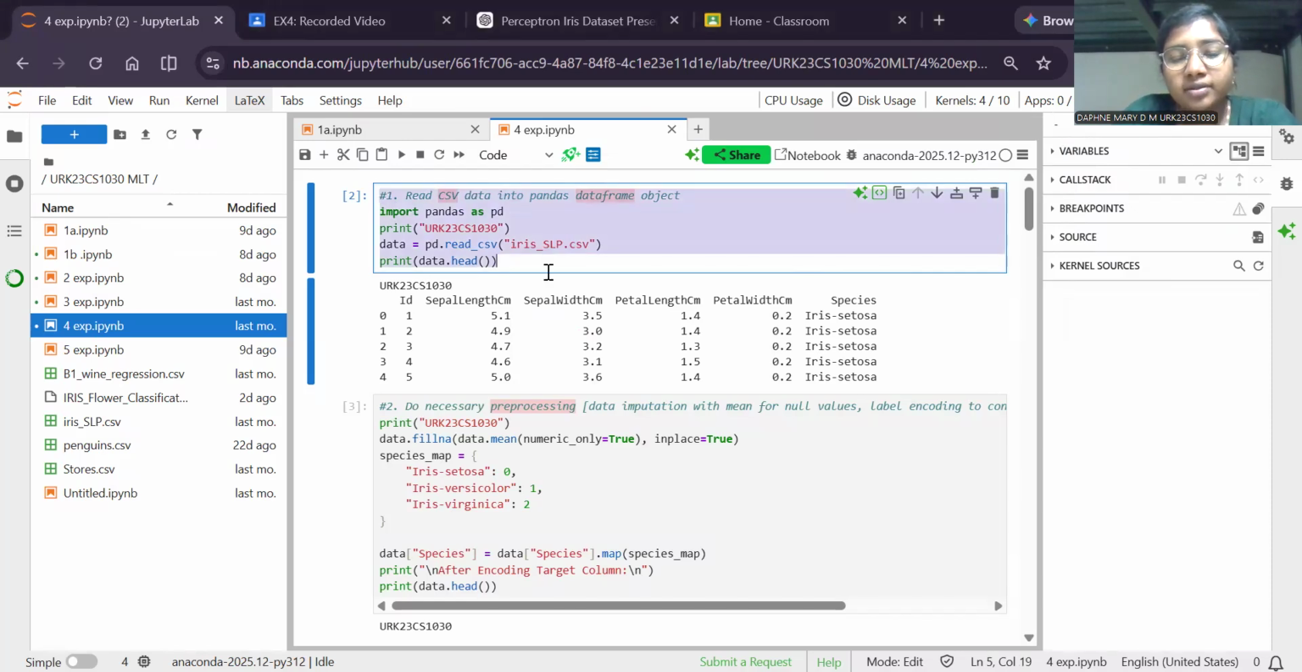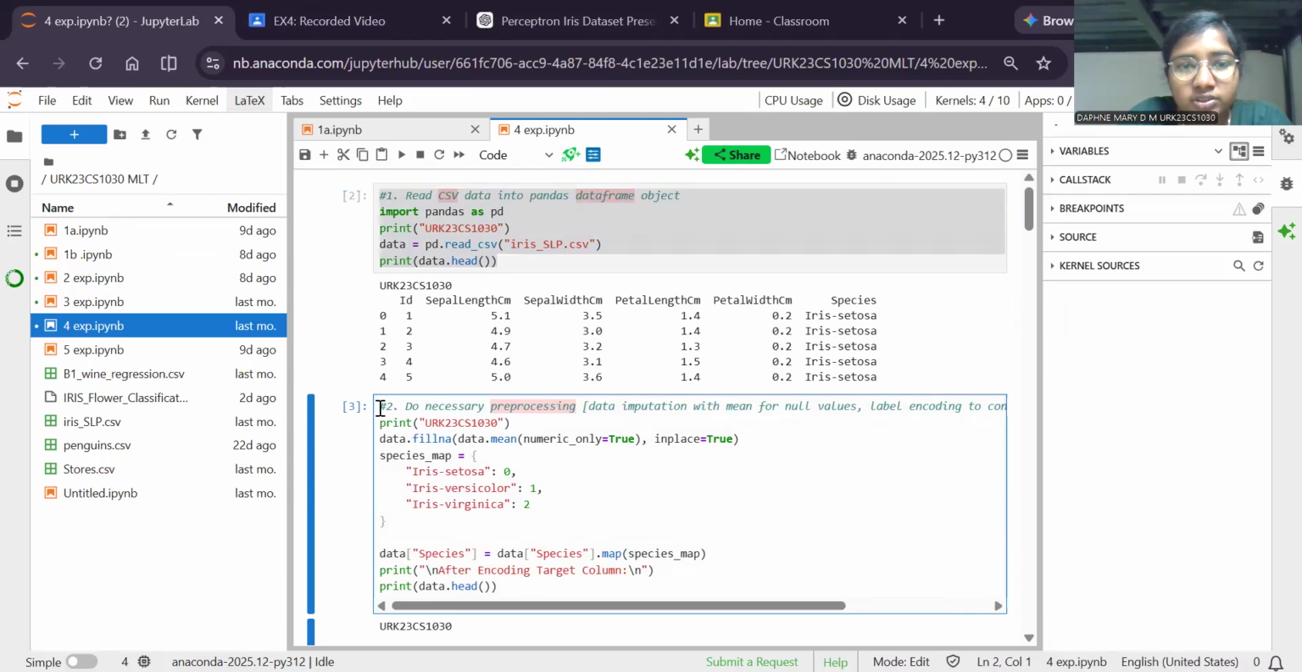We import the required library pandas and read the dataset using read_csv. The dataset used here is the iris dataset, which contains features like sepal length, sepal width, petal length, and petal width. We then display the first few rows using head to understand the data.